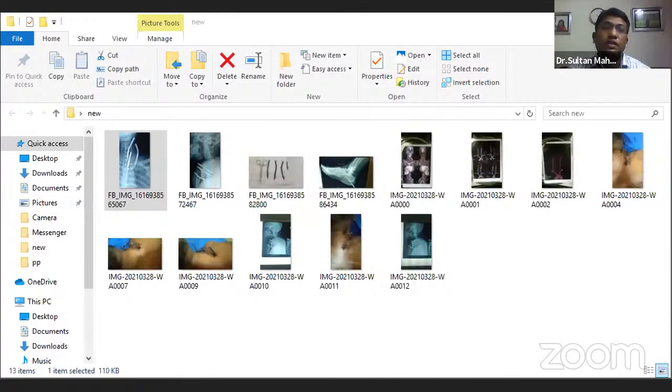Last day, this patient with Tata injury came to our vascular surgery department.